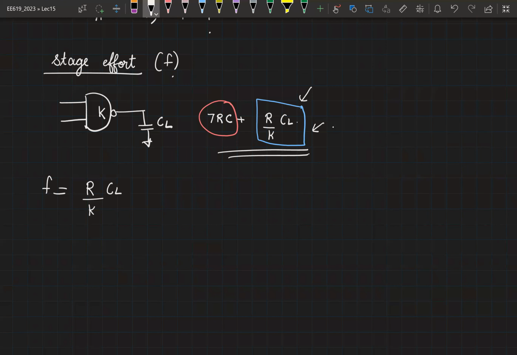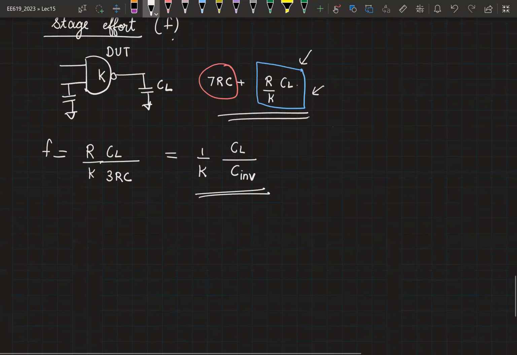By 3RC, right? I have to divide it with the delay of the unit inverter. So you have 3RC in the denominator. Let me rearrange things. So let's say I have 1 by K CL divided by 3C. 3C is basically the input capacitance of the unit inverter, right? So I can write it as C inverter. Now I am going to replace this parameter K in terms of the input capacitance of the NAND2 gate. So this is the design under test for us now.